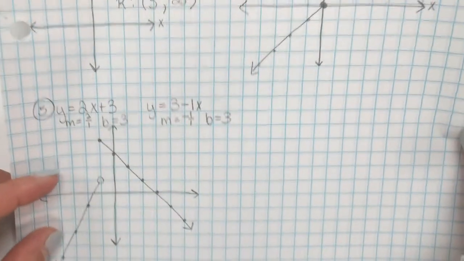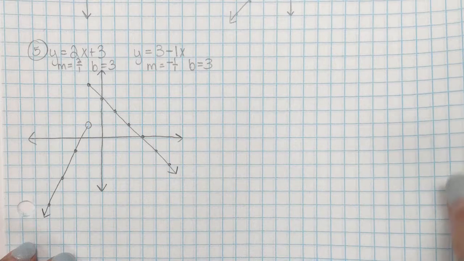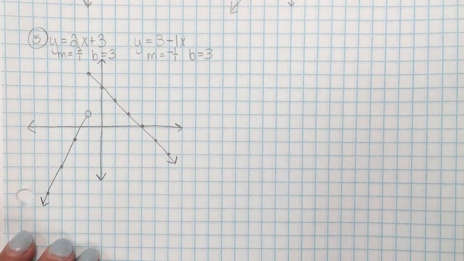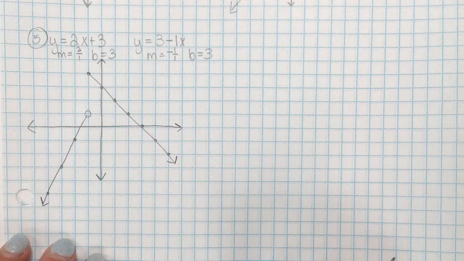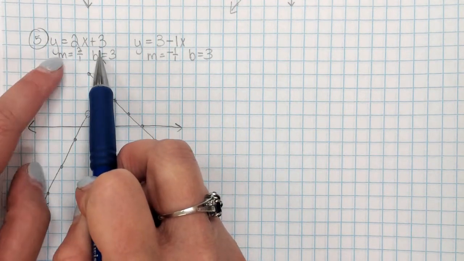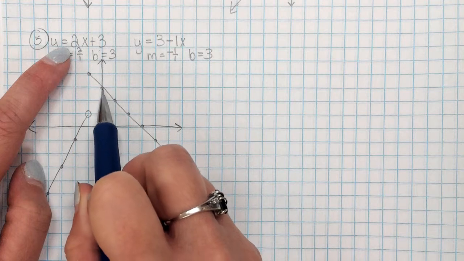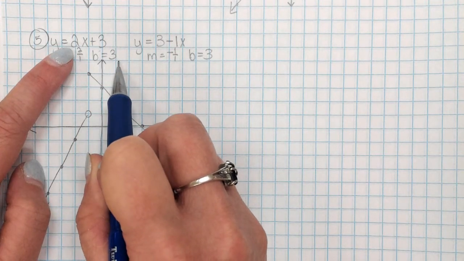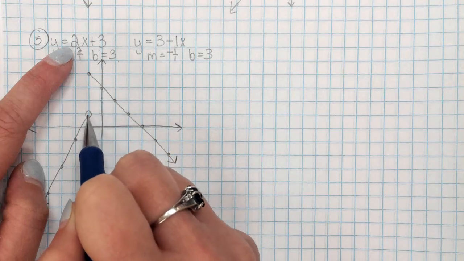All right, number 5. Check your work on number 5. See if you got the same graph. Okay, so this one started at positive 3. So we went up 3. Had a slope of 2 over 1. So I could either go up 2 and right 1 or down 2 and left 1.